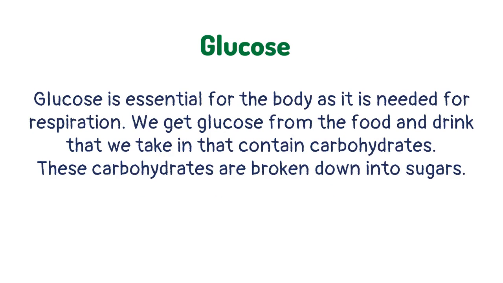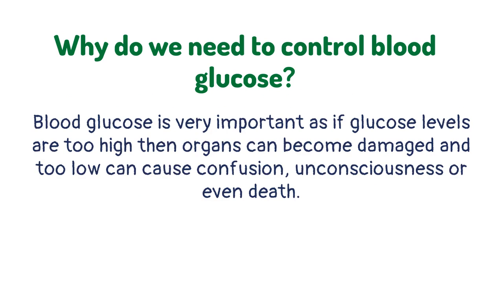Glucose is essential for the body as it is needed for respiration. We get glucose from the food and drink that we take in that contain carbohydrates. These carbohydrates are broken down into sugars. Blood glucose is very important as if glucose levels are too high, then organs can become damaged, and too low can cause confusion, unconsciousness, or even death.